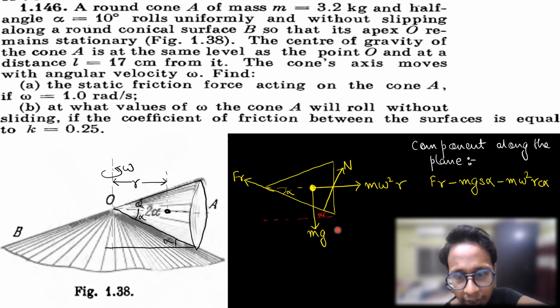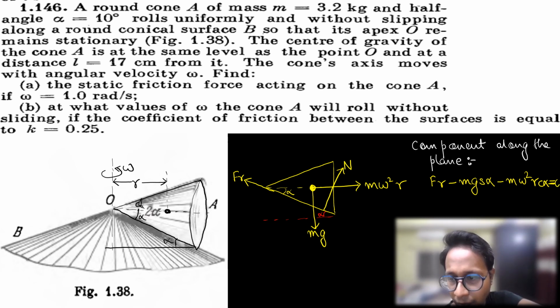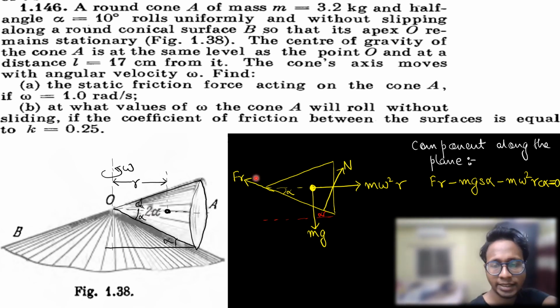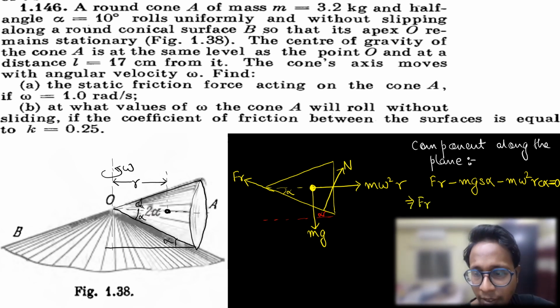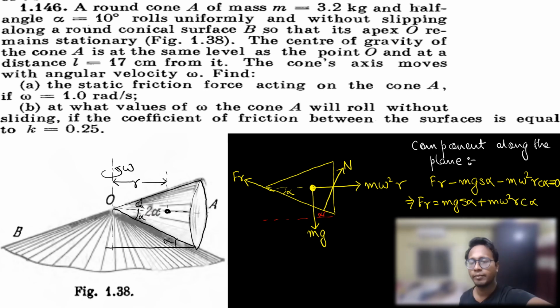So friction force minus mg sin alpha minus m omega square r cos alpha is equal to 0. Why? Because there is no net acceleration along this line from the frame of reference of someone sitting inside the cone. So from here, can I say friction force is equal to mg sin alpha plus m omega square r cos alpha. Okay, so we found the first value of our question.